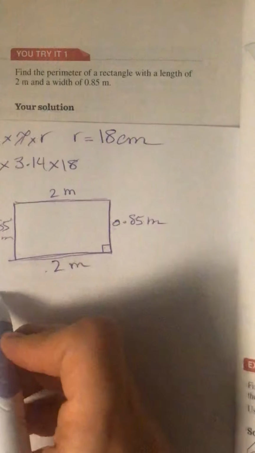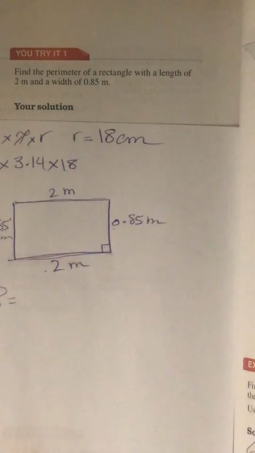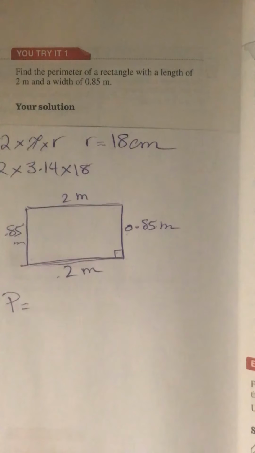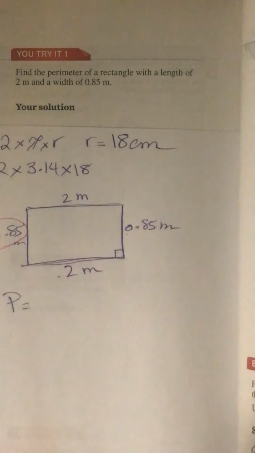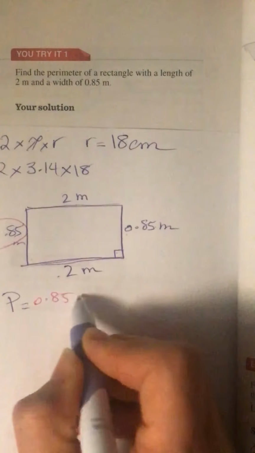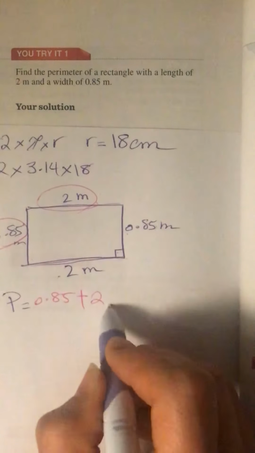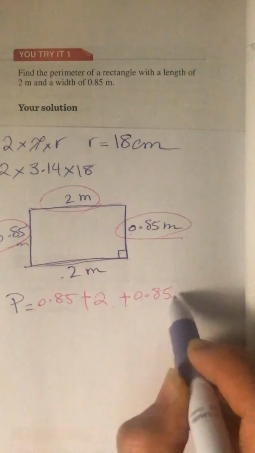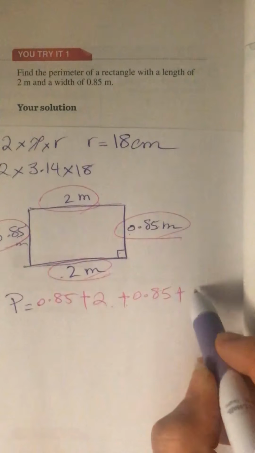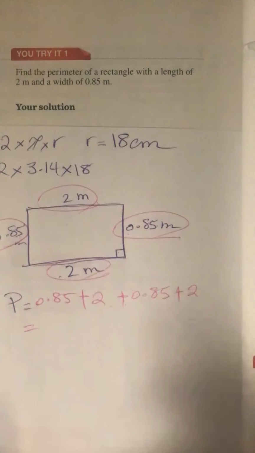After you have this, how do you find its perimeter? Do you really need a formula for this? Nope, we do not need a formula to calculate the perimeter of a rectangle. We just go ahead and add, starting from one side, without forgetting to add them all. 0.85 plus 2 plus 0.85 plus 2.